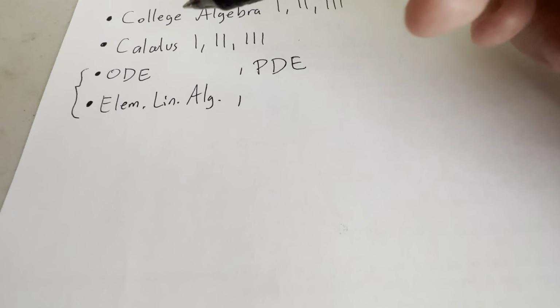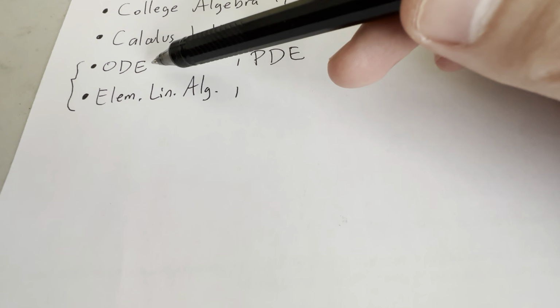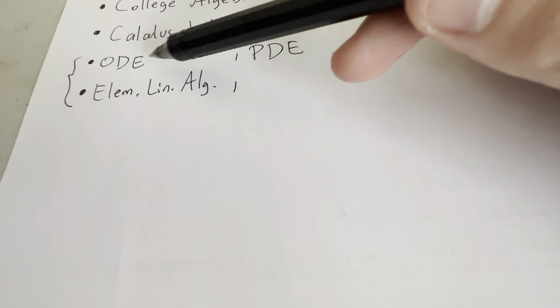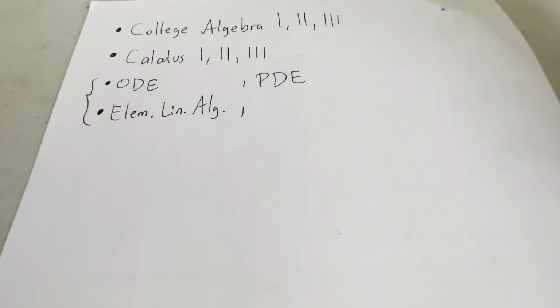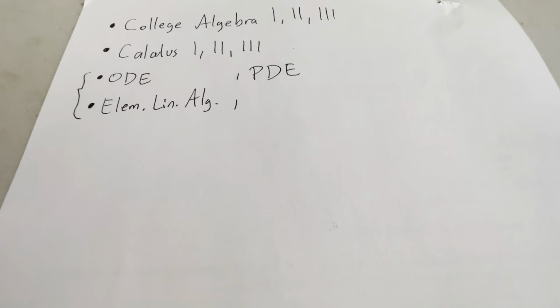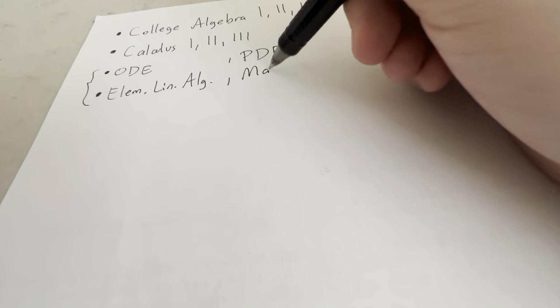take after it, because in ODEs, you're only doing functions of one variable, whereas in PDEs, you have functions of many variables. And you take partial derivatives. And then maybe here I would do math proofs.